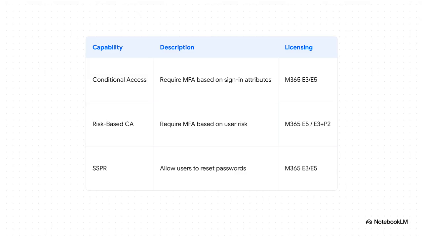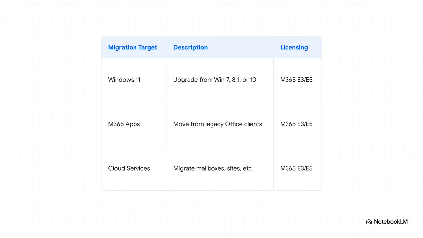And what about that whole moving day process? Well, the good news is you don't have to figure it all out by yourself. As this slide shows, Microsoft has laid out clear pathways for your most critical assets. Whether you're upgrading old Windows versions, moving to the M365 apps, or migrating servers and sites, there are defined playbooks and tools ready to go that can make this whole transition way, way less painful.